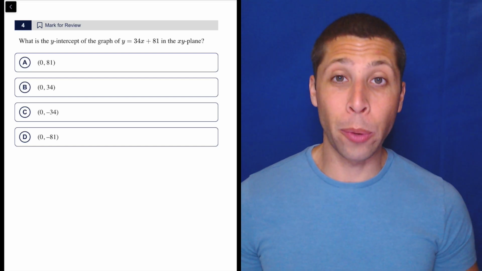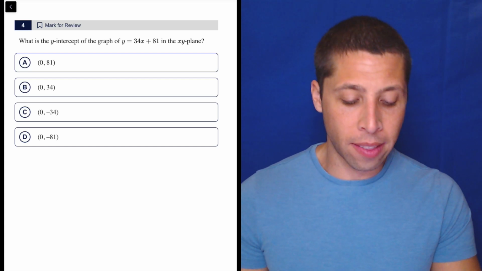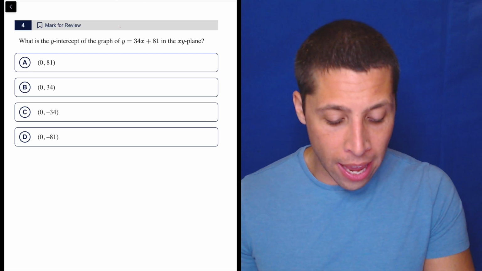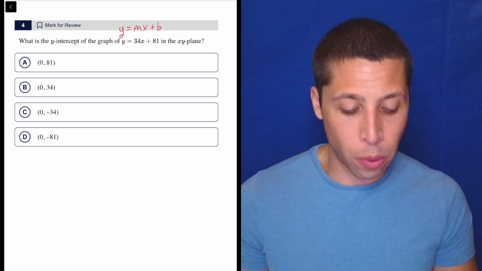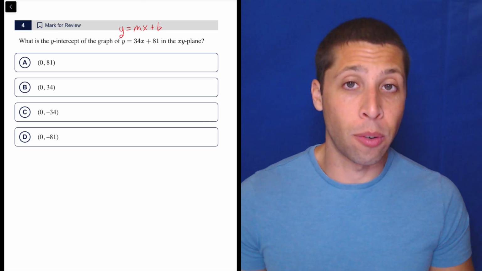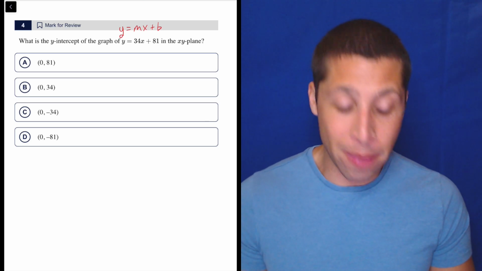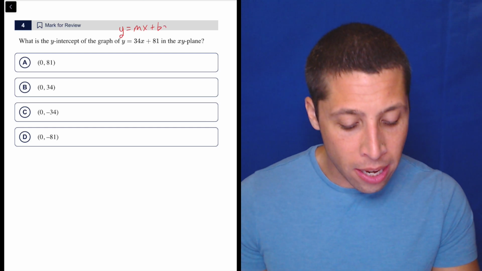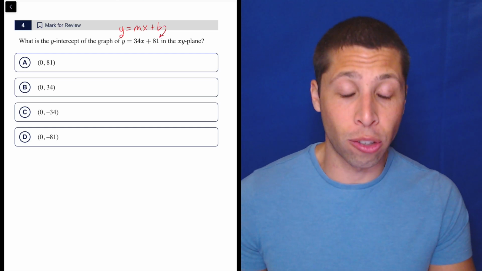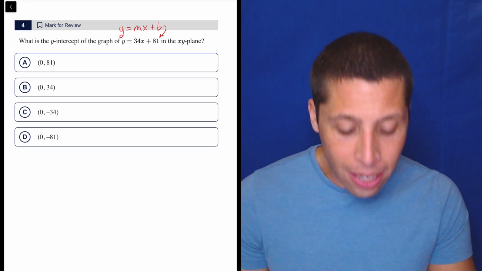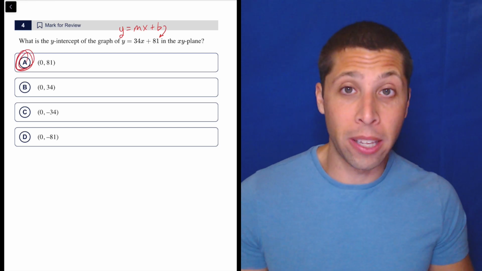Some of you are going to be able to answer a question like this within literally 3 seconds, and that's because you recognize that this equation that they gave us is a y equals mx plus b equation. In other words, it's an equation of a line, and it's in slope-intercept form, and the intercept part of that name is the b, right? So the b gives us the y-intercept. Literally, they're just telling it to you because of the structure of this equation. So the 81 is the intercept. There's no changes or anything necessary. A would be the answer.